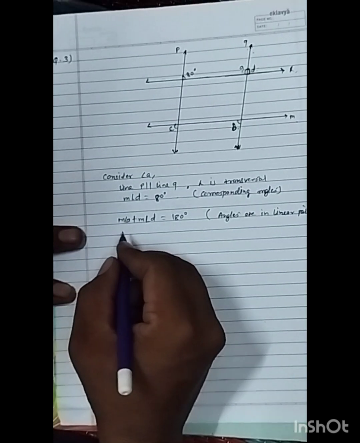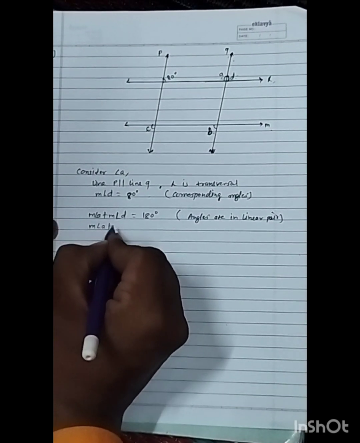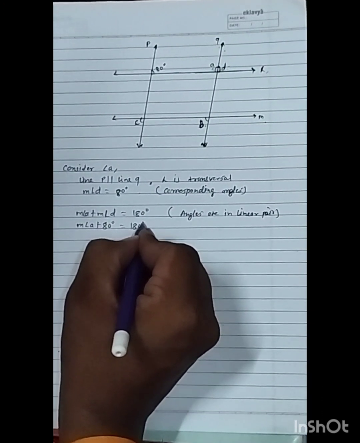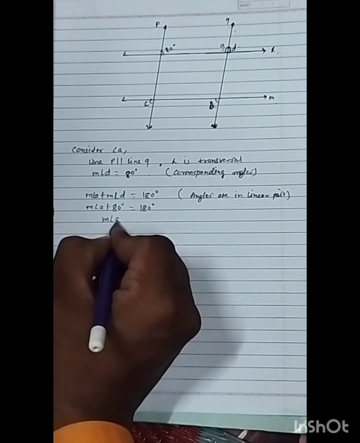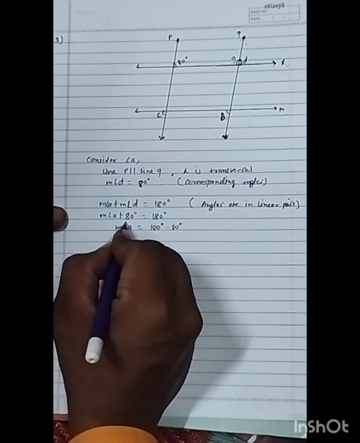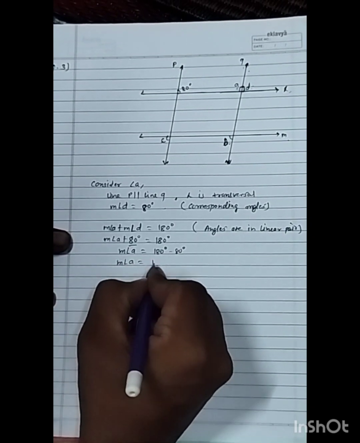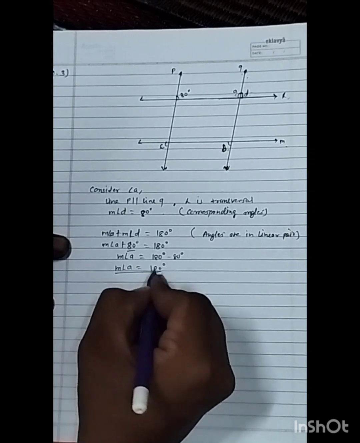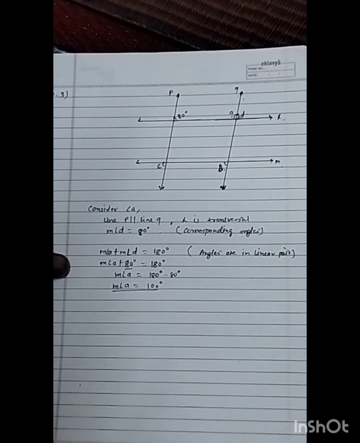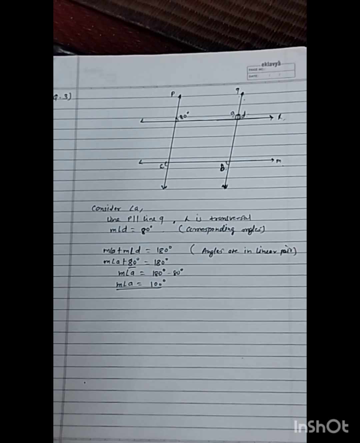Okay, students. So angle A we don't know, but we know the angle D. So we can write measure of angle A plus D's measure, which is 80 degrees, equals 180 degree. So measure of angle A is equal to 180 degree minus 80 degree. Because here it's addition, it will go for subtraction. So we will get angle A is 100 degree. Now see students, I have written these angles are in linear pair. So we learn linear pair angles are always supplementary, means their measurement is 180 degree.